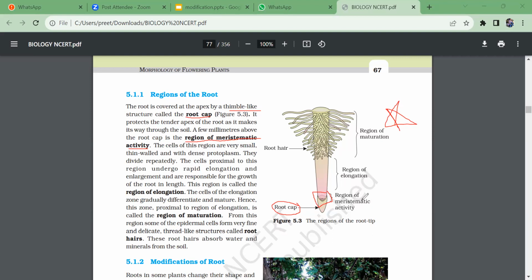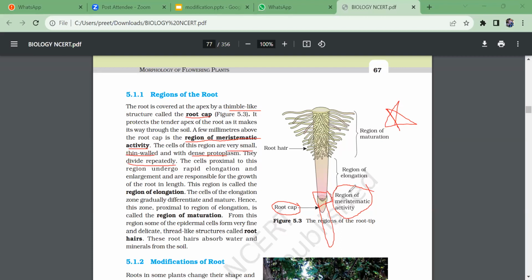So the root always grows from here. The root never grows from this region. It always grows from here. This meristematic region is for growth. The cells of this region, the meristematic cells, are very small, with thin walls and dense protoplasm. They divide repeatedly.